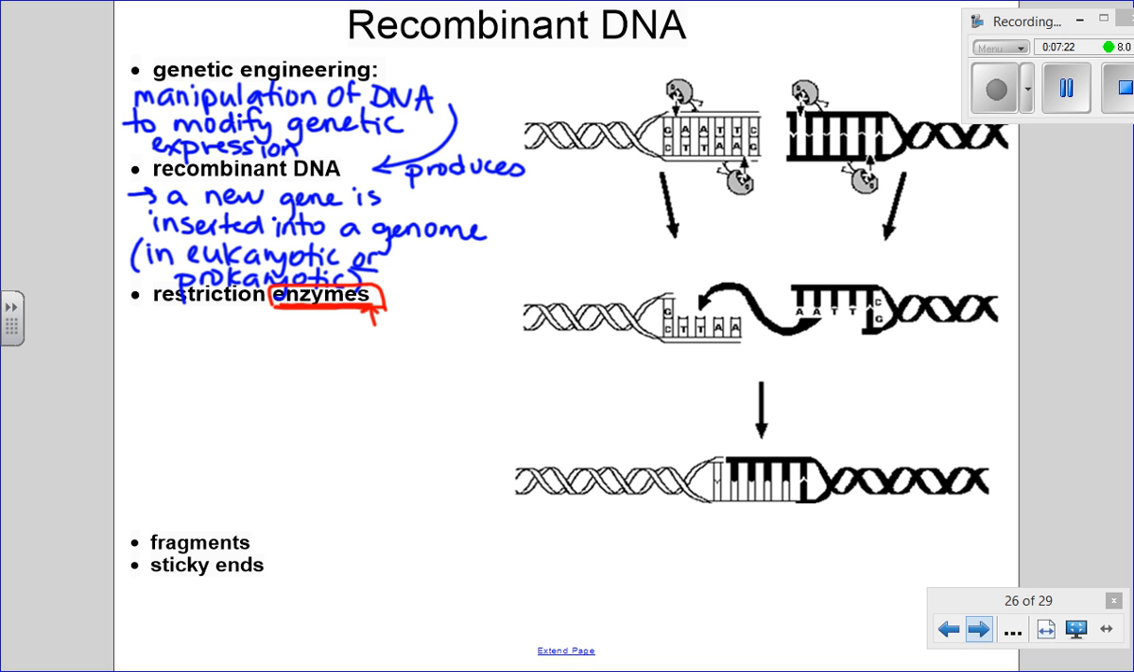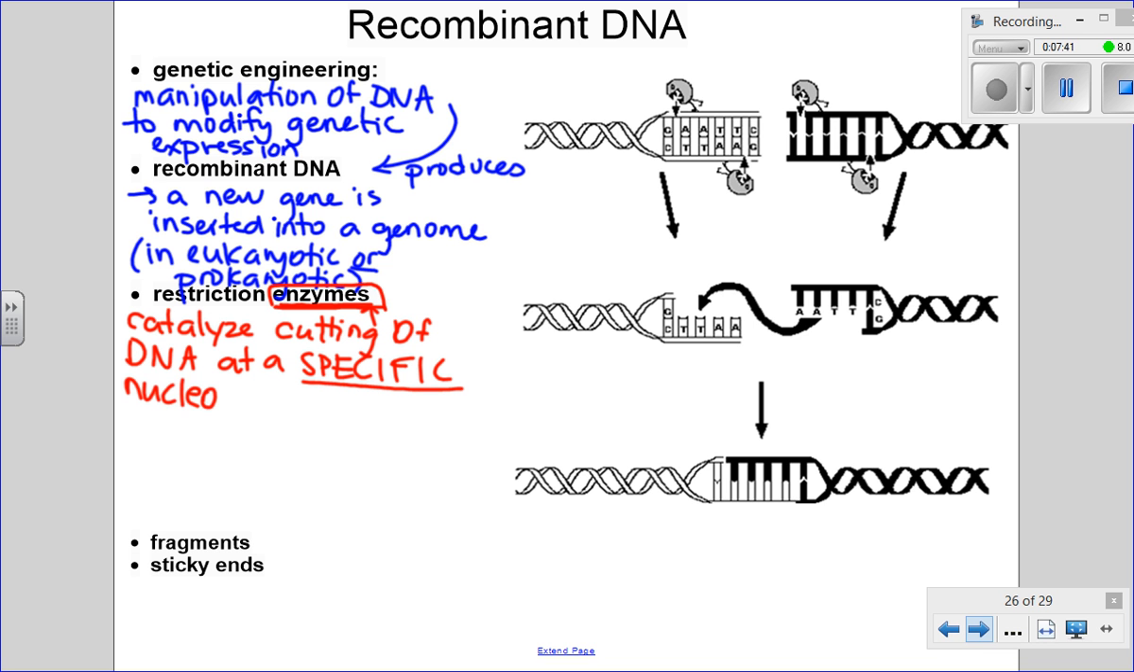All restriction enzymes catalyze the cutting of DNA at a specific, and I'm putting that in capitals because it's important, at a specific nucleotide sequence. So restriction enzymes are going to help cut DNA, but they're not just going to cut it anywhere. They're going to look for a very specific sequence and only cut there.